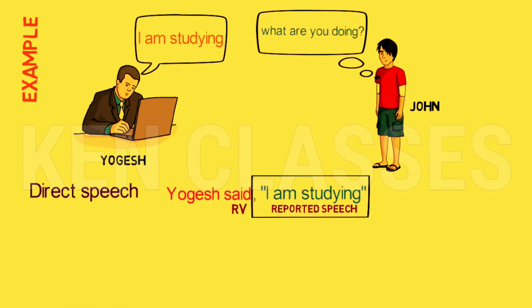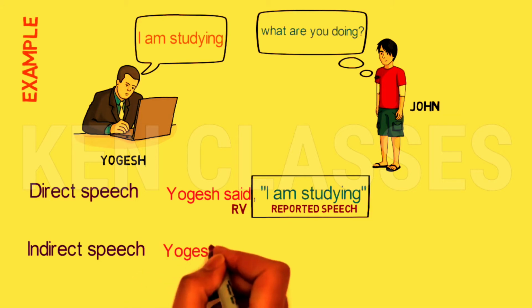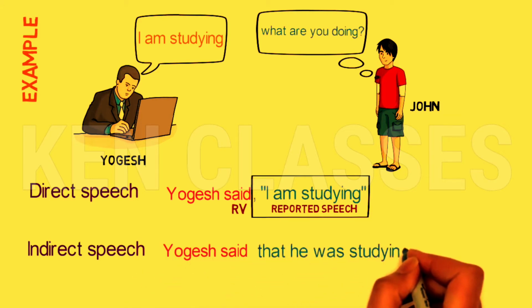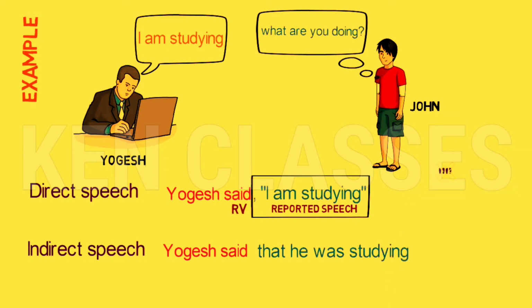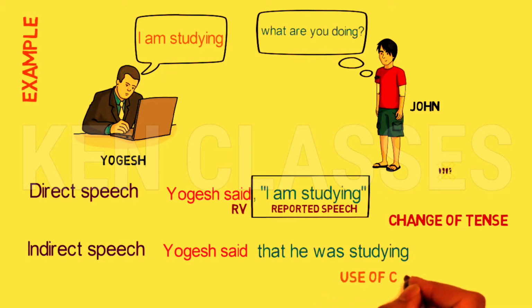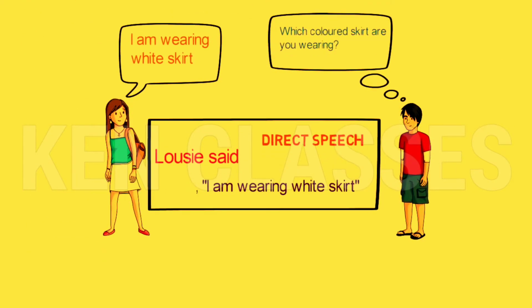We saw that in direct speech we use the words as they are. Yogesh said, "I am studying." Now converting this to indirect speech, it becomes Yogesh said that he was studying. What are the changes that you can identify here? First is removal of inverted commas. Second is change of tense. You can see the present became past tense. And third is the use of the conjunction that. Please remember these changes.